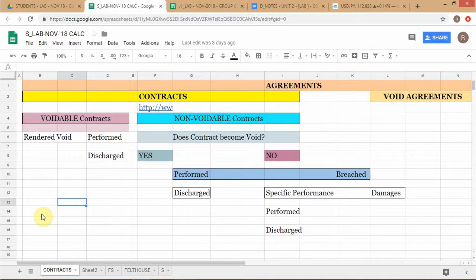Let's look at the other one here. If you have a non-voidable contract, then the question is: does the contract become void?